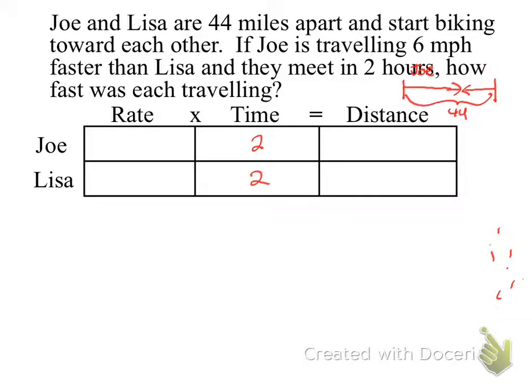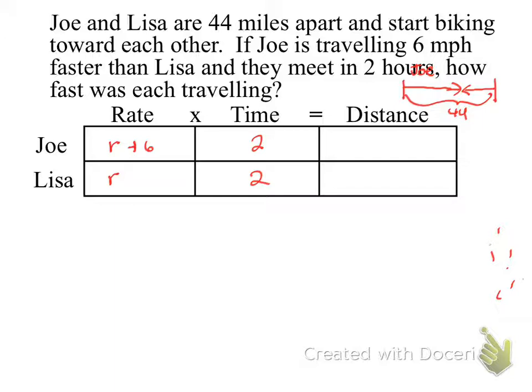So for Joe, the rate would be x plus 6. Or how about R? They're both called R because we don't know their rate. But for Joe, it's R plus 6. Now, do we know Joe's distance? No. Do we know Lisa's distance? No. We don't know their individual distance, but what do we know? The total distance together.